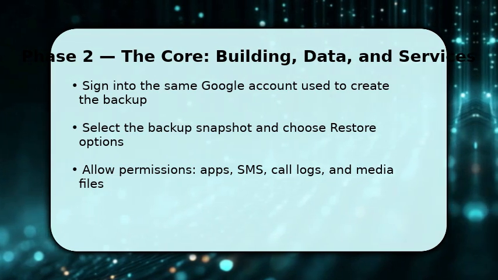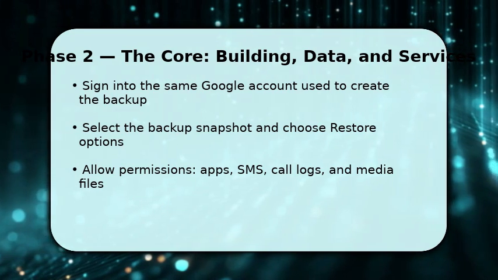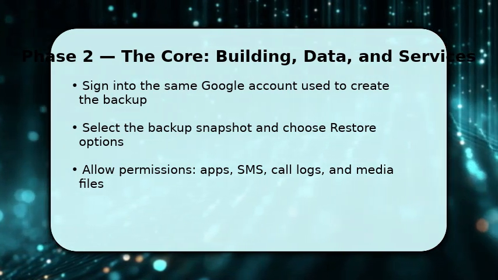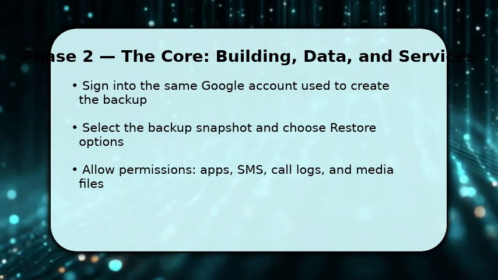Next, select the snapshot you want and use the restore options to include apps, contacts, SMS, and media. Uncheck anything you do not need. Make sure to grant permissions when prompted so apps can write restored data.